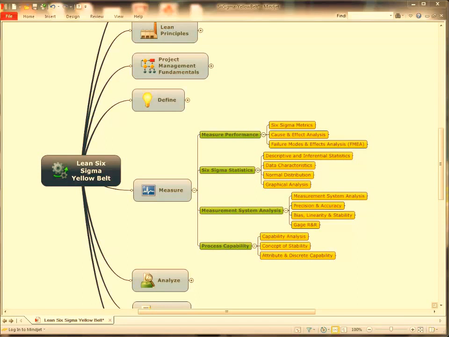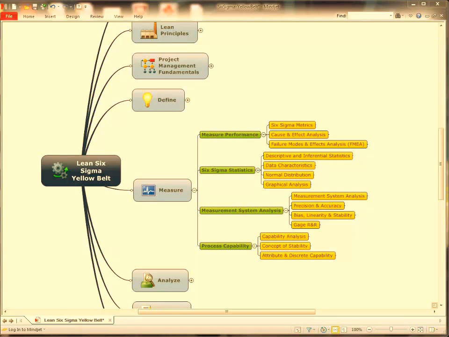We will then get into the real fun stuff, the Six Sigma statistics. So the difference between descriptive and inferential statistics, the different characteristics of the data that we'll be analyzing. What is a normal distribution and the importance of having the data in a normal distribution so that we can run several tests and charts on the data to make inferences about the data characteristics. And then graphical analysis. So how can we begin to interpret what we see based on the structure and patterns in the data that's leading us to make statistical conclusions?